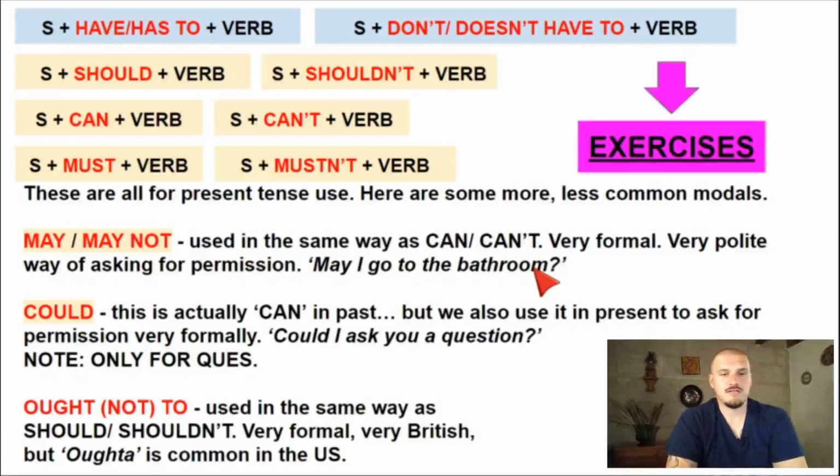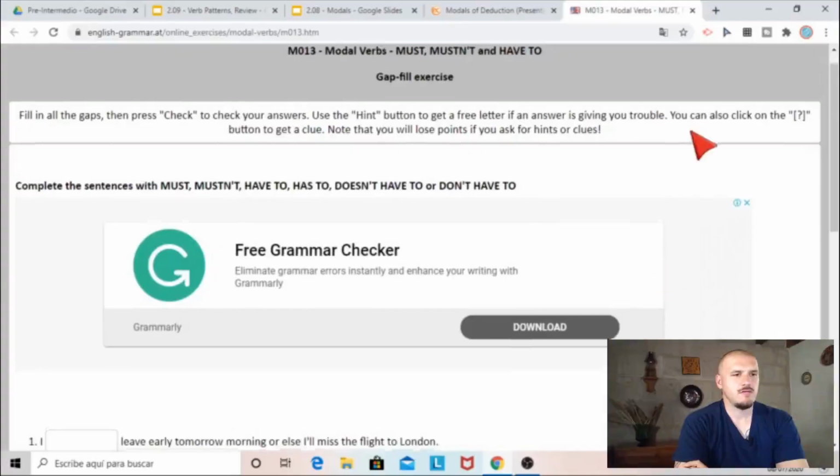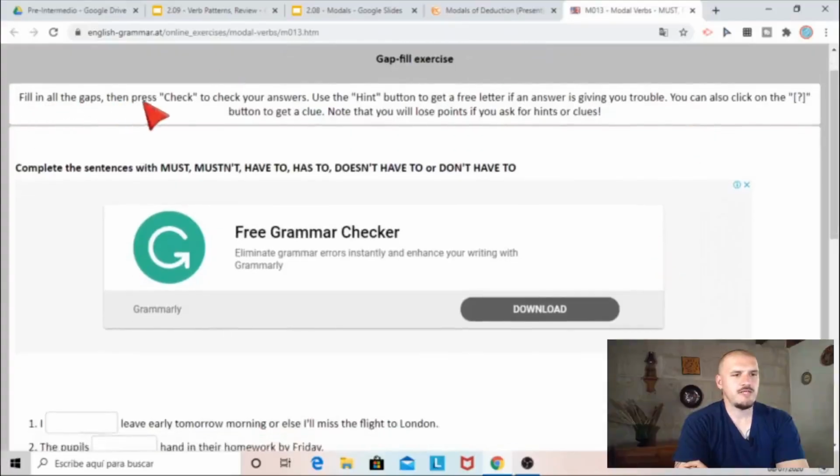Bueno, vamos a hacer ejercicios. Let's do some exercises. Go to point number 1 in the description to do the activities. Así se ve la página de la actividad. So, we have to fill in all the gaps and press check to check your answers. Llenar los espacios y presionar en check para checar las respuestas. Utilizar el botón de pista para tener una letra.